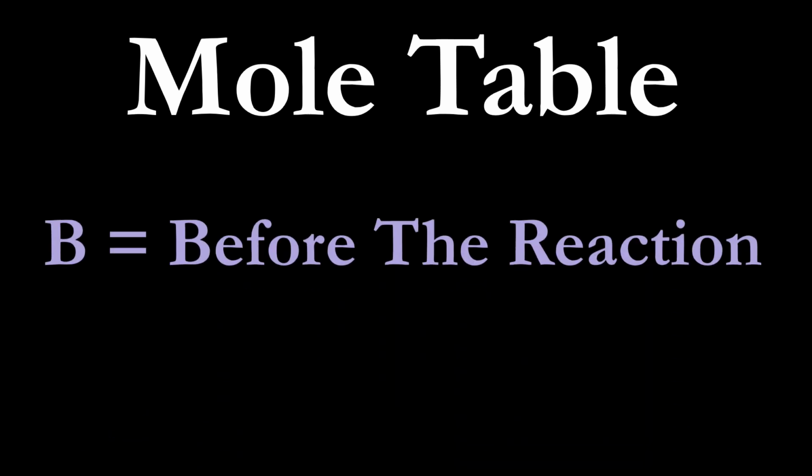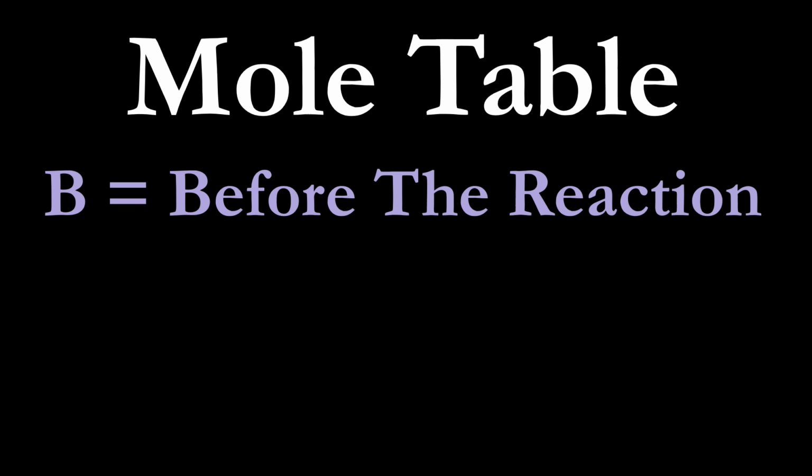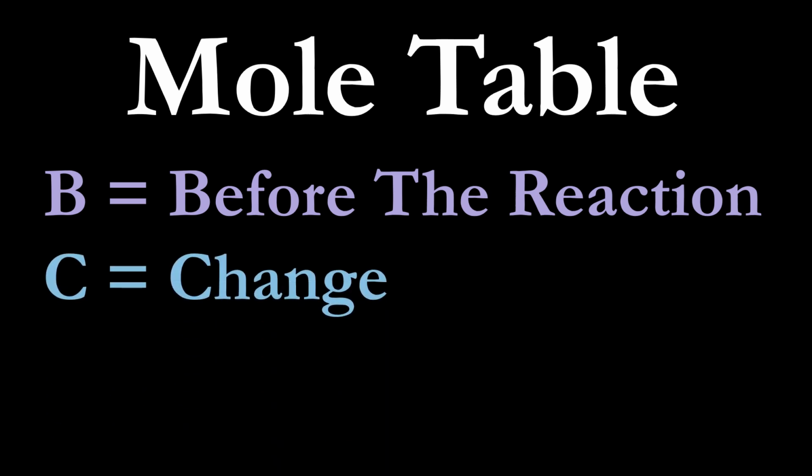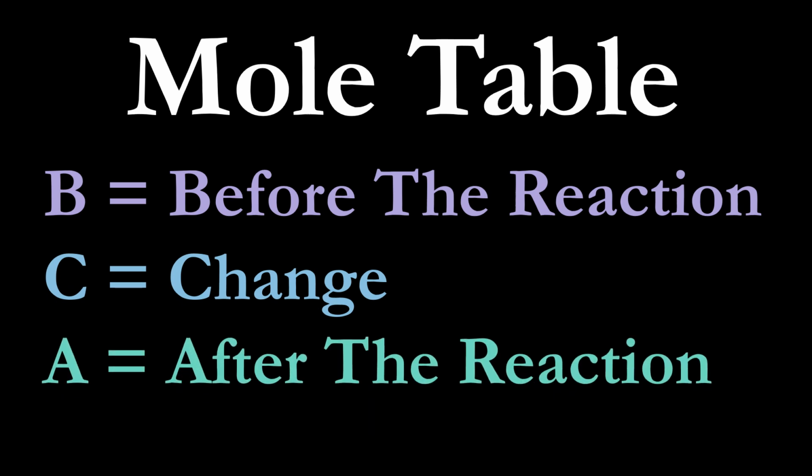The BCA method is mainly about making a mole table, where the B stands for the number of moles of each reactant and product before the reaction, how they change during the reaction, and the number of moles of each of them after the reaction.